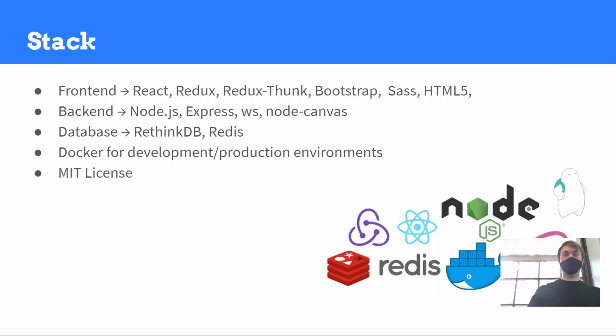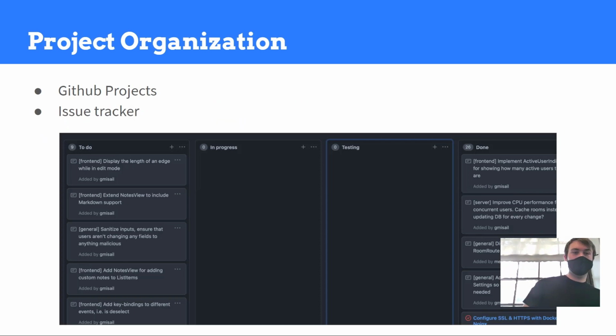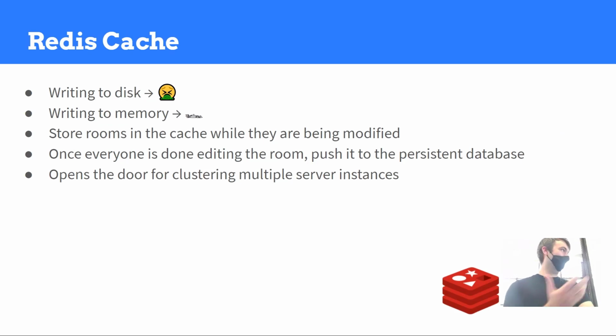The stack: on the front end, we have React, Redux, Redux Thunk, Bootstrap, Sass, and HTML5. On the back end, we have Node.js, Express, WS, and Node Canvas. The database is a mix of RethinkDB and Redis, and then we use Docker, and it's all MIT licensed. For project organization, we have a Kanban-style setup on GitHub. Because it was just me this semester, it wasn't too crucial, but I still like to keep everything organized.